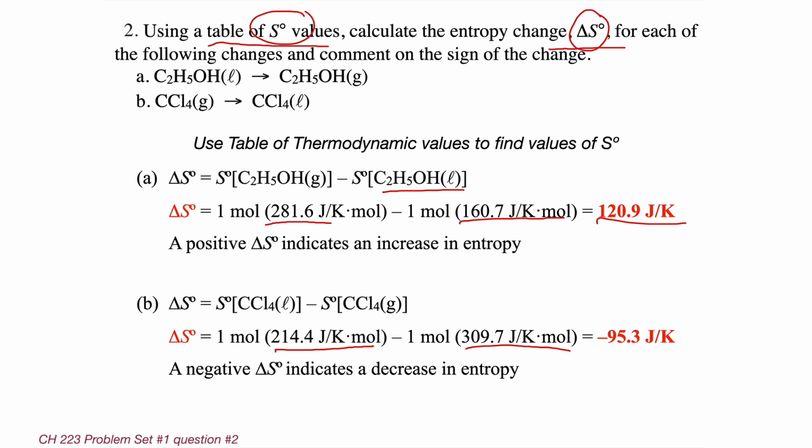So products minus reactants, liquid minus gas. In this one, you're going to get negative 95.3. Entropy here is decreasing. Now, what those numbers mean: if your area gets messier, that's a positive delta S. So on the first one, we're going from a liquid to a gas. That's a positive increase. But the second one, we're going from a gas to a liquid. That's more disorder to less disorder. That's why the delta S value is negative. But more importantly, positive delta S means increasing entropy. Negative delta S means a decrease in entropy for the system.